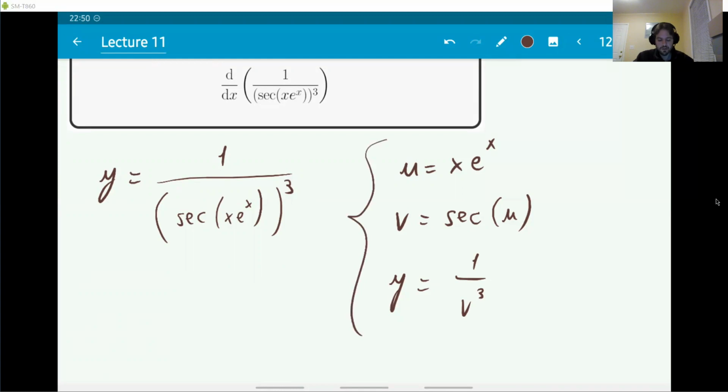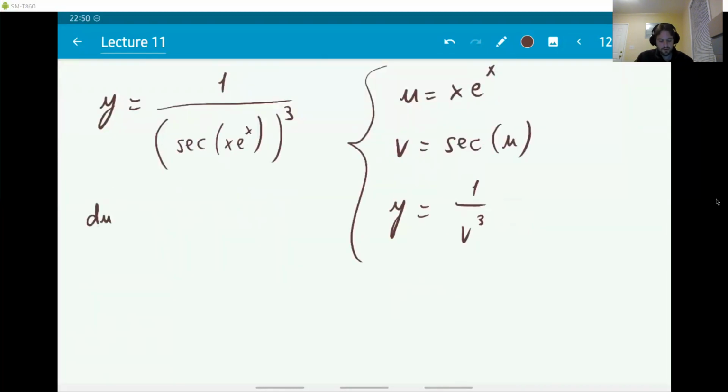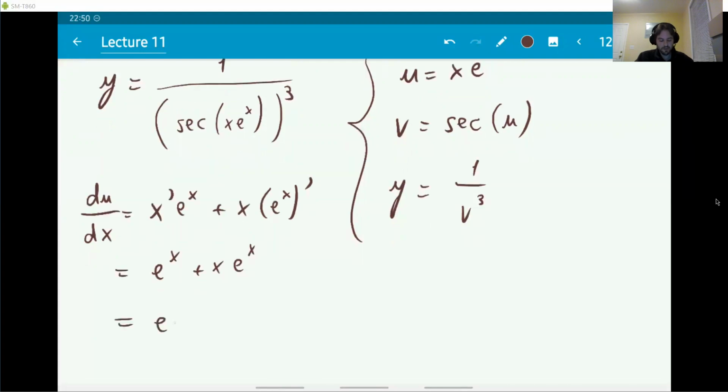Now we just need to find the derivatives of each one of these with respect to their variables, du dx. Well, this one, du dx, I'm looking at the first formula. This requires the product rule, so I'm going to be writing this carefully. That's how the product rule works. x prime is 1, e to the x prime is e to the x. And I'm probably going to factor the e to the x here.